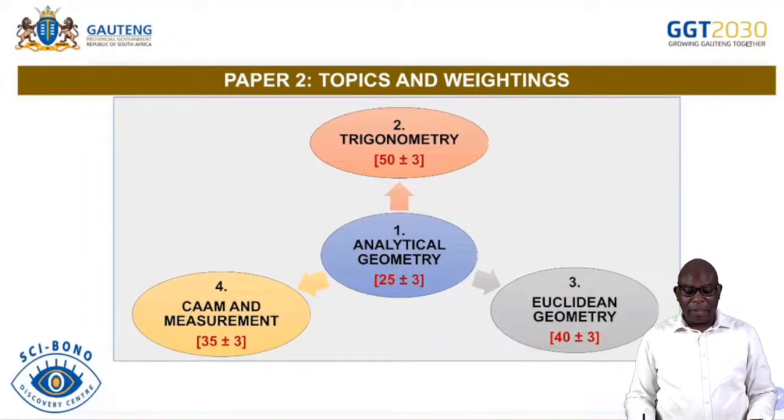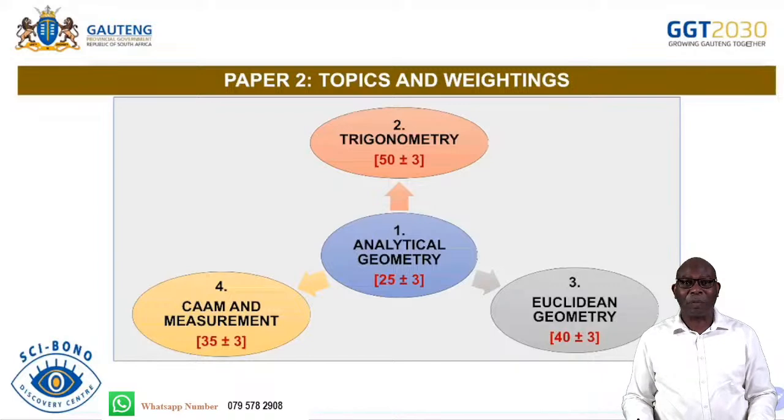Now today we're going to look at paper 2 revision. The topics on paper 2 will be the following. The first one that we're going to be working on is analytical geometry, which is quite an easy topic. It carries 25 marks, and we're targeting a minimum of about 15 marks, and you'll see how we get these marks. The next topic that we're going to look at is trigonometry.